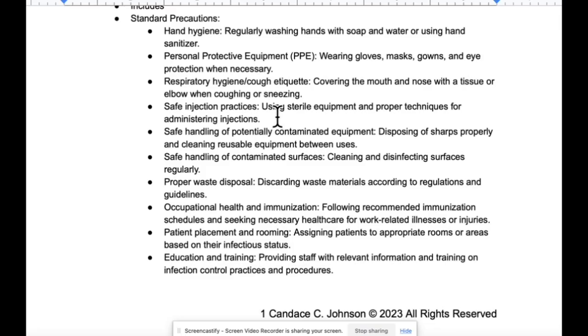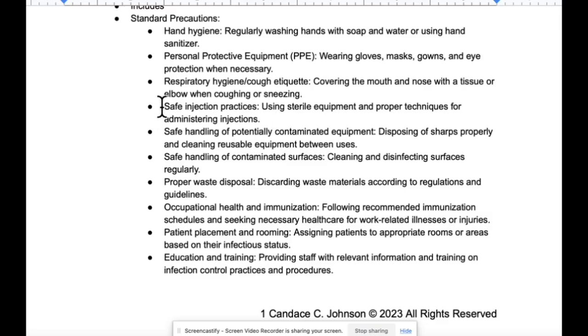Respiratory hygiene. We call it sometimes just cough etiquette. I like to think about it like that. Hygiene means covering your mouth and nose with a tissue, or sneezing or coughing into an elbow. Make that a good practice that you're doing. But again, these are all standard precautions, things you're going to do with every patient every time.